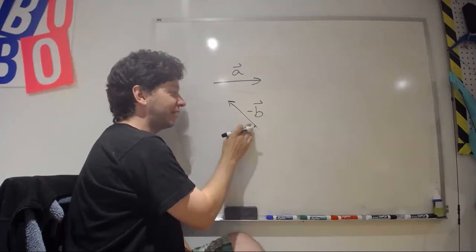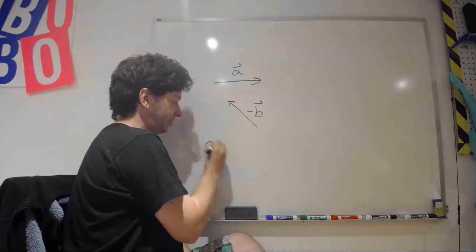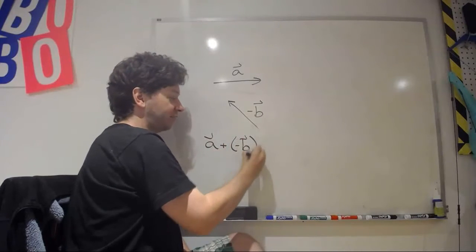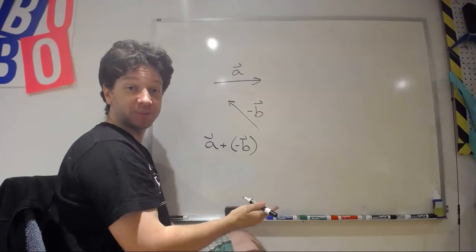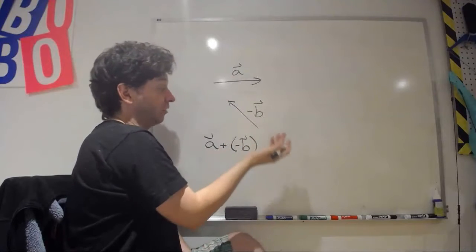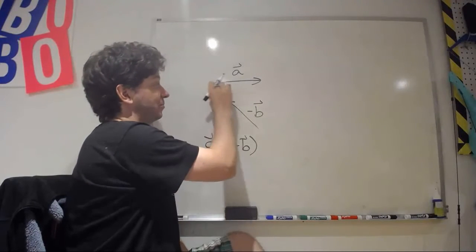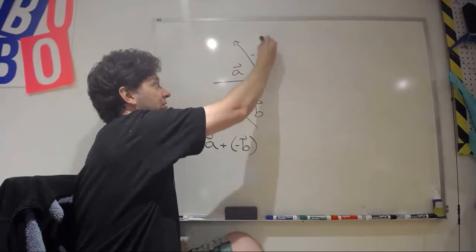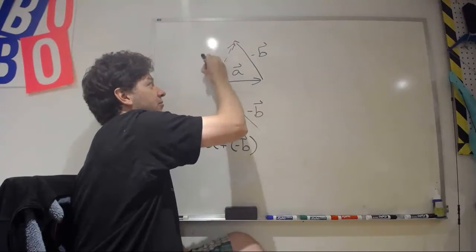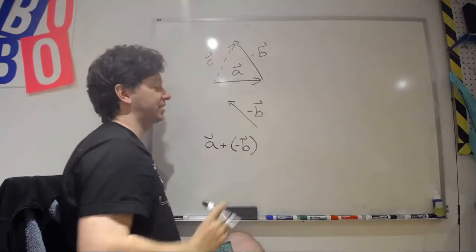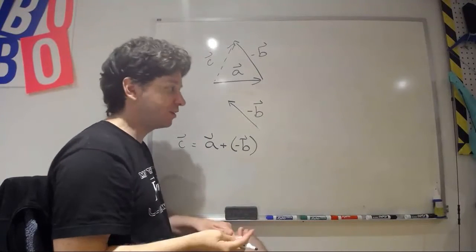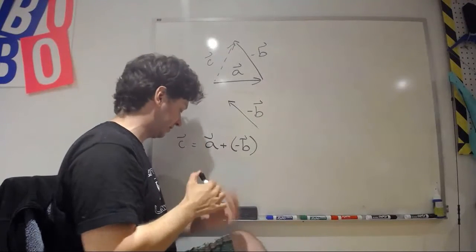So I can now write this as vector negative B, and I can simply do A plus that vector negative B, which is the same as A minus B. And so I can add now, simply tip to tail, for this vector would be A plus negative B gives you C, which would be A minus B. Okay, so that's just a quick review of how you would subtract vectors.